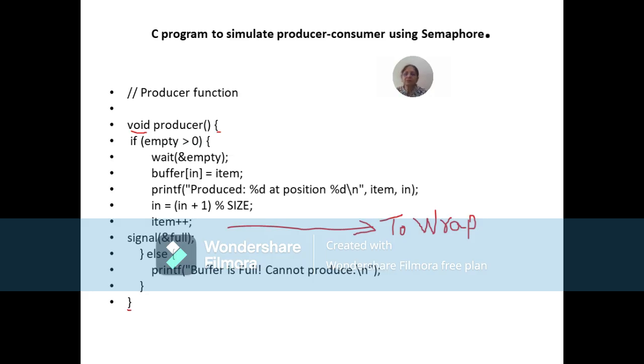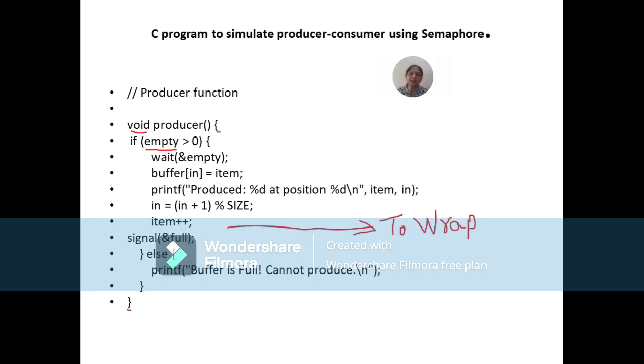Now in producer we will always check for empty semaphore. Why? Because producer can produce the item only if there is a space in our buffer, if there is any place remaining for it. Okay. So what is the condition? If empty is greater than 0, that means yes, at least 1 is empty, 2 is empty, 3 is empty. If this condition is false, means empty is equal to 0. Empty is equal to 0 means nothing is empty. That means buffer is full. Okay. So it is very much necessary to check this condition for the producer.